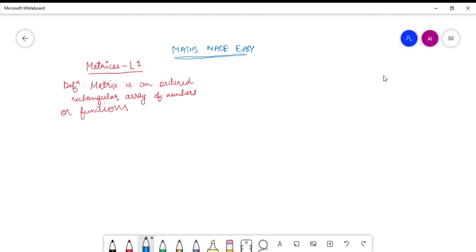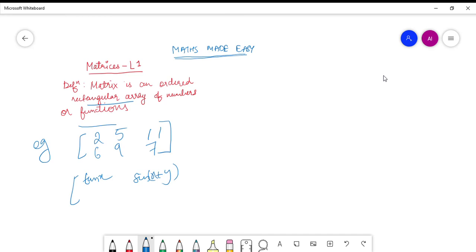So if you can see this definition here, it's nothing but the arrangement, you can say. So let me take an example. It's nothing but how you arrange it. So I can arrange 2, 5, 11, 6, 9, 7. These can be numbers in a matrix, or I can have 10x, sin x, plus y, 0 and 5.